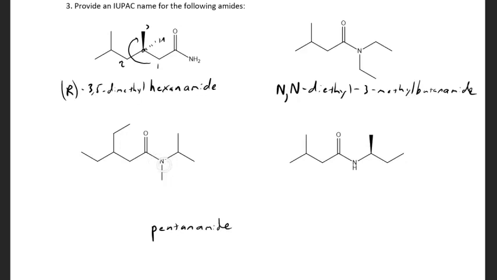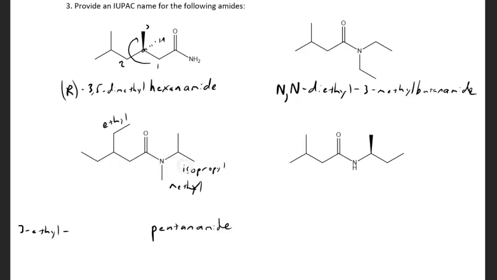three substituents, naming them in alphabetical order. Here we have an isopropyl group. Here we have a methyl group. And here we have an ethyl group. Ethyl comes first, that's at carbon number 3. So we have 3-ethyl.